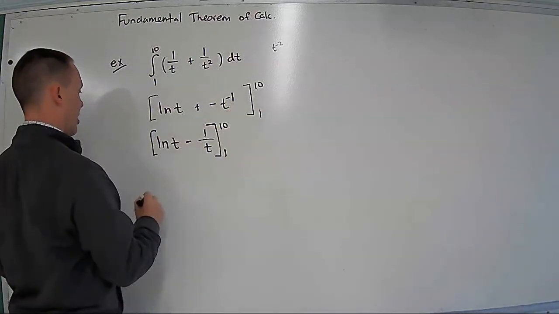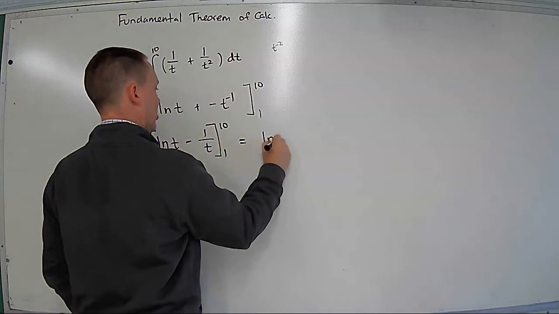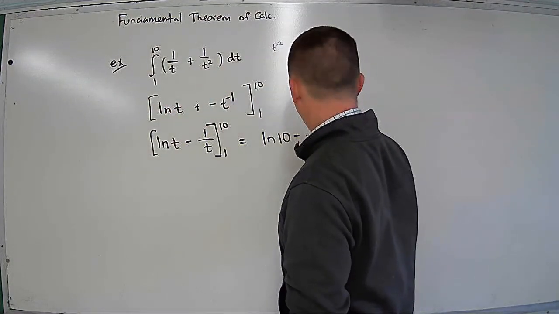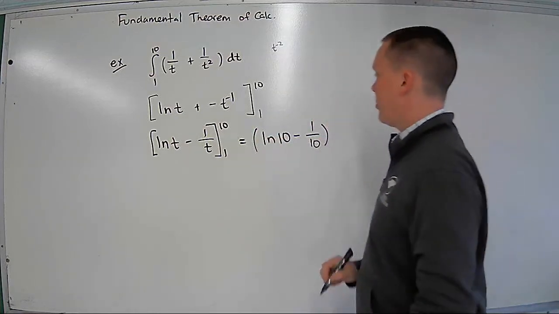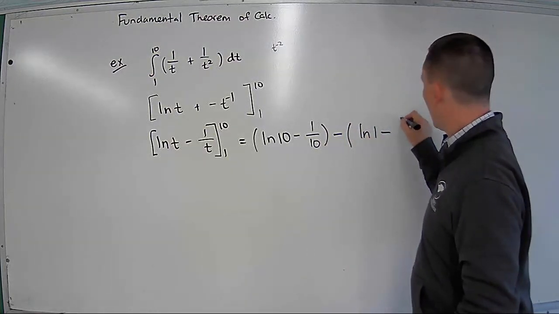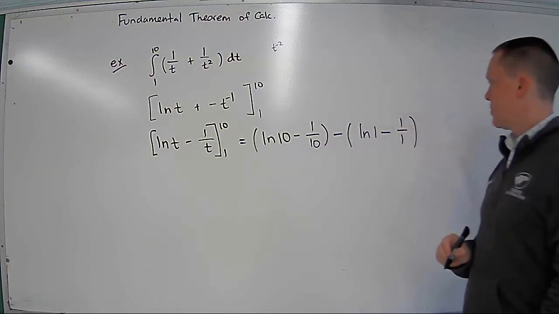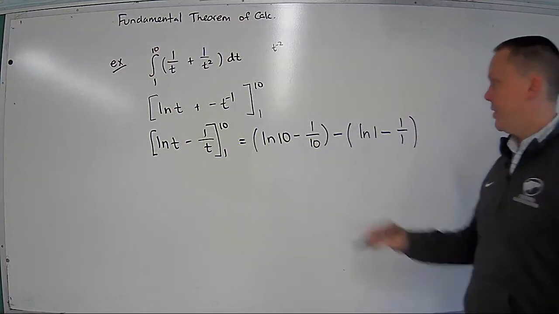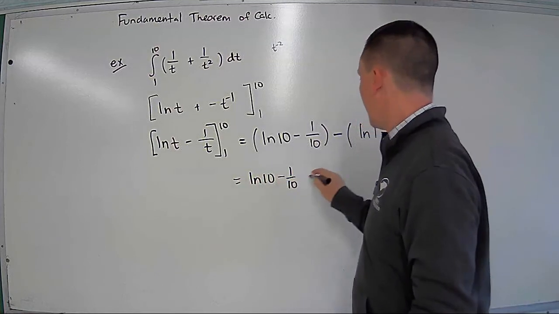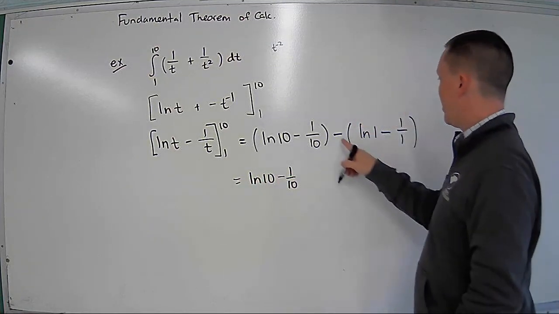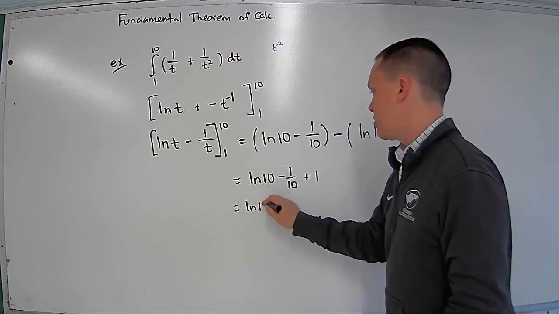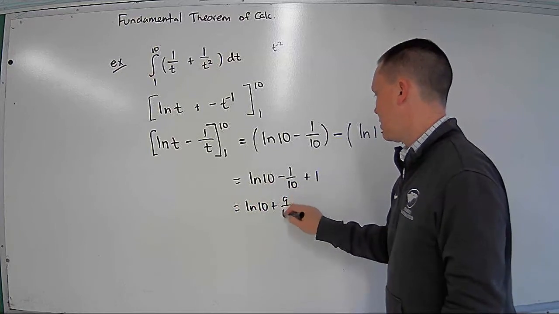So here we go. We're going to now evaluate this. This is the natural log of 10 minus 1 over 10. And then I like to put that in parentheses, and then I put minus the natural log of 1 minus 1 over 1. I put that in parentheses. And now I'm going to just go ahead and leave this as the natural log of 10 minus 1/10. The natural log of 1 is 0. Minus a minus 1 is plus 1. So this ends up being the natural log of 10 plus 9/10.